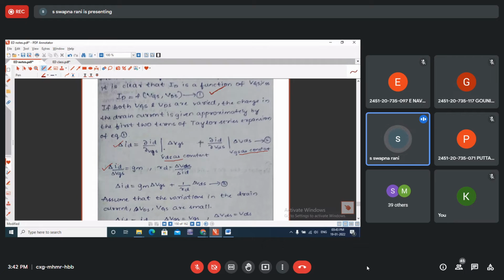Now, if you observe ID by VGS, that is output current by input voltage, it is nothing but GM, and ID by VDS is nothing but the inverse of drain resistance. We have seen that VDS by ID is drain resistance RD, but here it is ID by VDS, therefore this is 1 by RD.